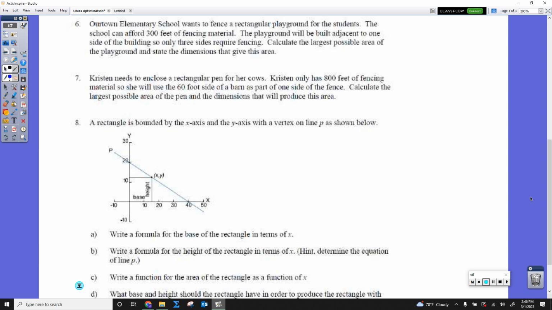So our town elementary school wants to fence a rectangular playground for the students. The school can afford 300 feet of fencing material. The playground will be built adjacent. So remember, that means next to. So adjacent to one side of the building. Only 3 sides require fencing. Calculate the largest possible area of the playground and state the dimensions that give this area.